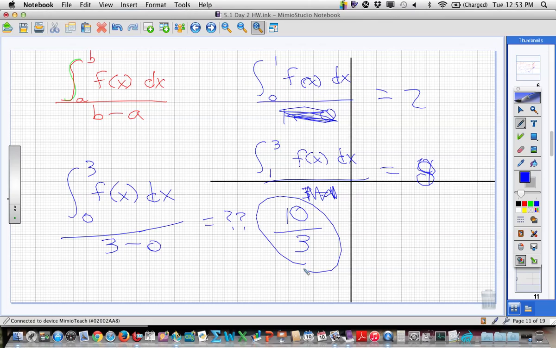Yes? Wait, so why don't you just do the cancel thing? What do you mean the cancel thing? Like the one where you go the integral from 0 to 1, and then the other one's integral with the 1 on the bottom and the 3 on top. That's what we did. Yeah. So, okay. So I had the average value thing written out here.